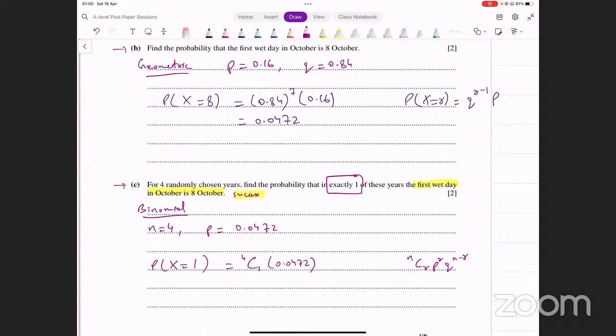q is 1 minus this. वो क्या होएगा? 1 minus 0.0472. That is 0.9528, and that's going to give you something. 4 into 0.0472 into 0.9528 power 3 करना था इसको. And this gives me 0.163. That's the probability that we were looking for here. Okay. All right, let's move on.